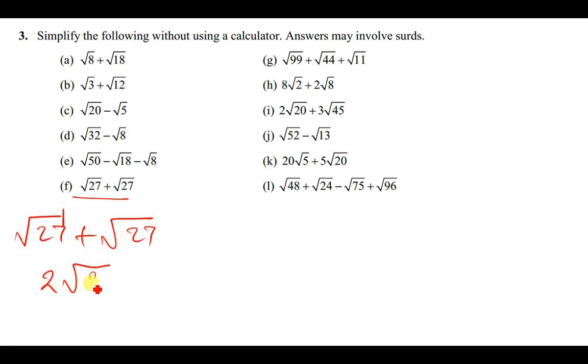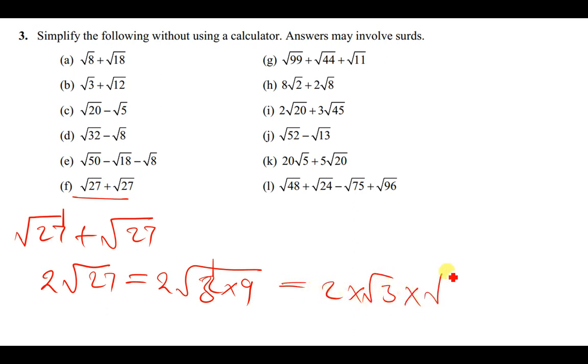We're going to have 2 root 27. Root 27 can also be simplified further as 3 times 9. So we have 2 times root 3 times root 9. So we have 2 times root 3 then times root 9, the answer is 3. So 3 times 2, the answer is 6 root 3. So I have 6 root 3 as the answer here.